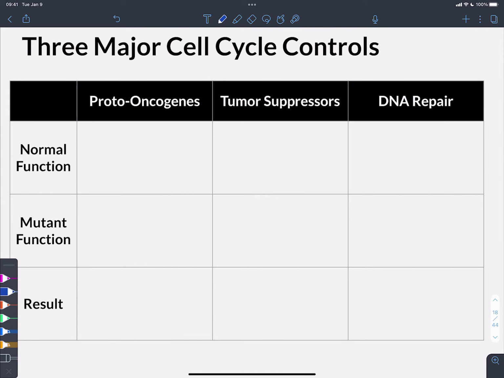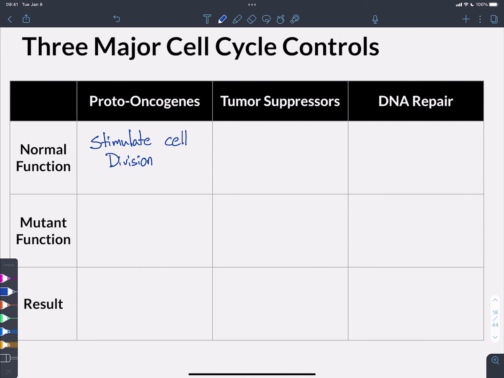If we're thinking about cell cycle controls internally, we can think about three major groups of genes that are involved in this process: proto-oncogenes, tumor suppressors, and DNA repair. Proto-oncogenes are any of the genes in our genome that stimulate cell division. They have a positive relationship with cell division. Those proto-oncogene proteins encourage cells to divide.